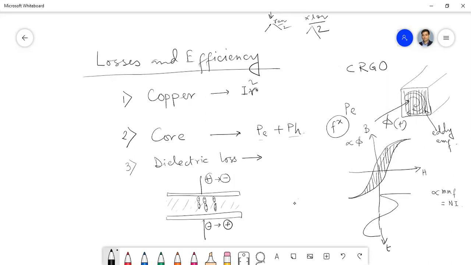Now, when we mention the term loss, our intention is always to minimize that. But this principle we can use for giving a positive result. The same principle we can use for dielectric heating, like eddy current loss. Here we are trying to reduce the eddy current loss, but the same eddy current loss principle we can use for an induction oven, induction cooker. There we want to maximize that.